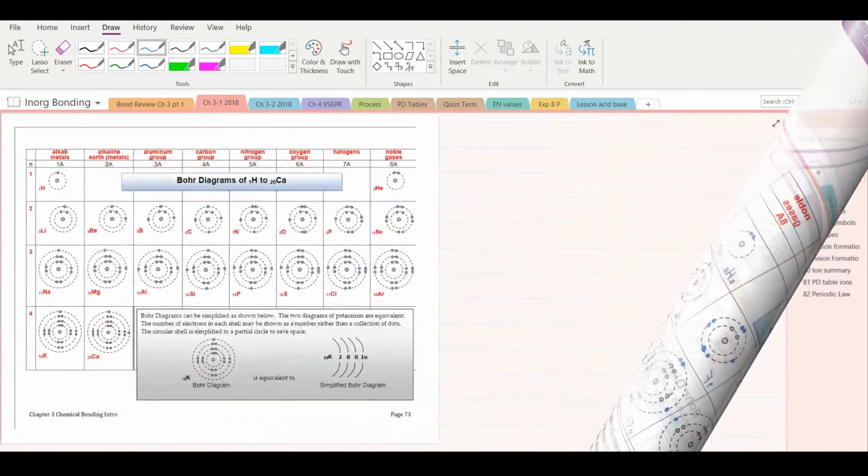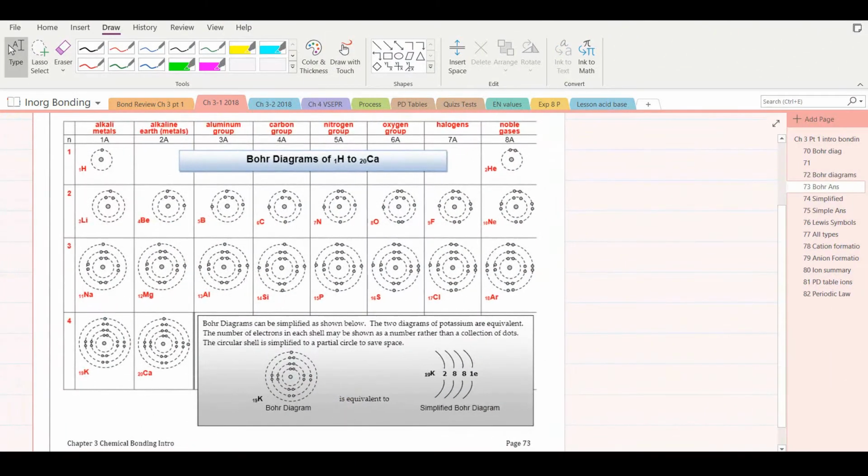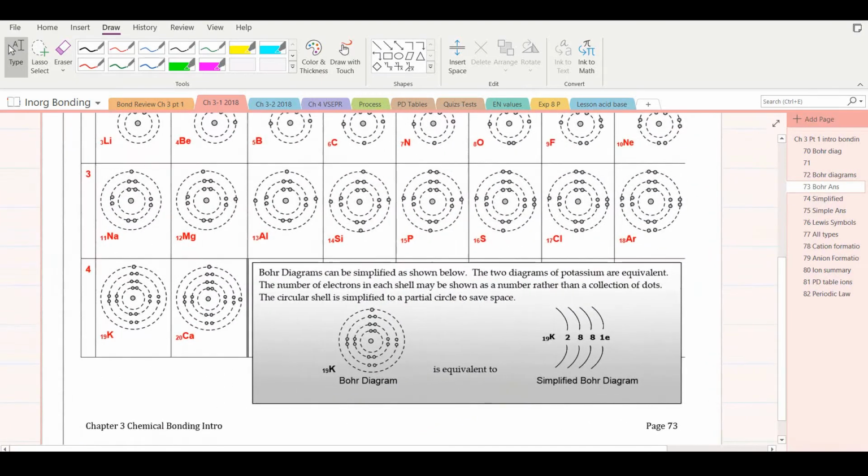On page 73, I have the answers to the Bohr diagrams. So we're going to do another exercise on the next page. We're going to simplify the Bohr diagrams as I'm showing here. So this is the Bohr diagram of potassium, but we could simplify it. Instead of drawing dots, we could write the number of electrons in each shell.